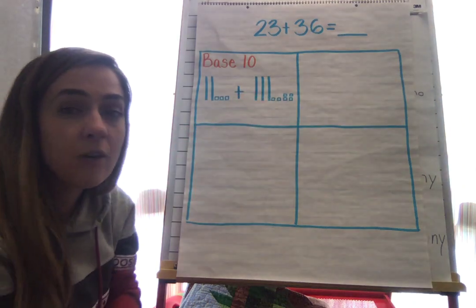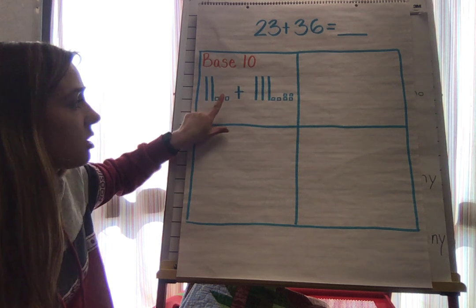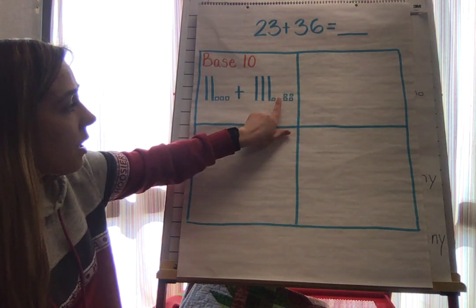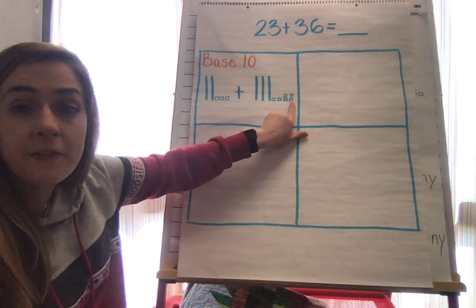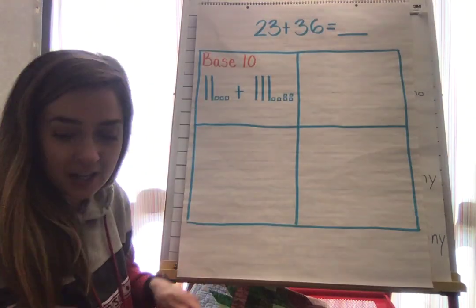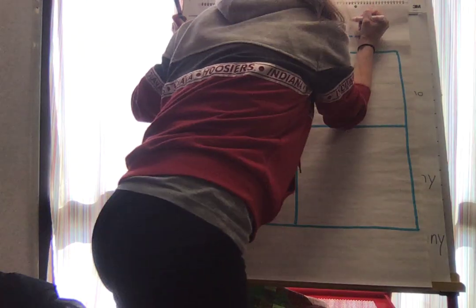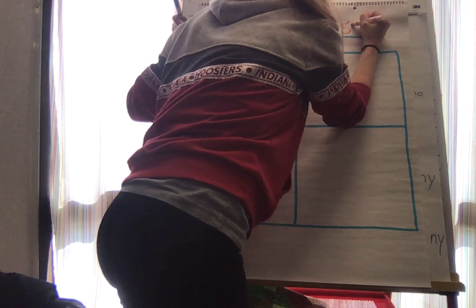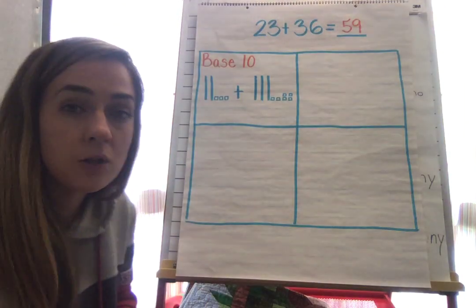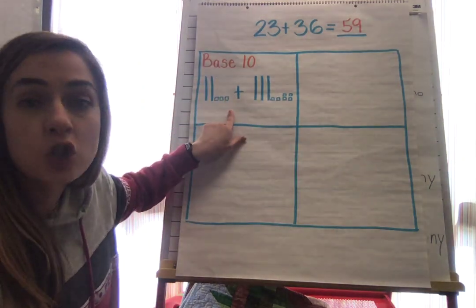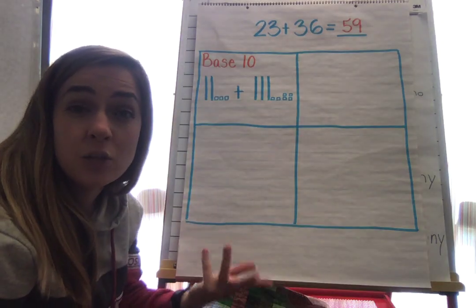Okay, now I need to count on. I have 50. Now I'm going to count my ones. 51, 52, 53, 54, 55, 56, 57, 58, 59. So my answer is 59. And I'm going to write that in. All right. So again, I have used the strategy of base 10 to show how I would solve 23 plus 36. Now we're going to do a few more together.